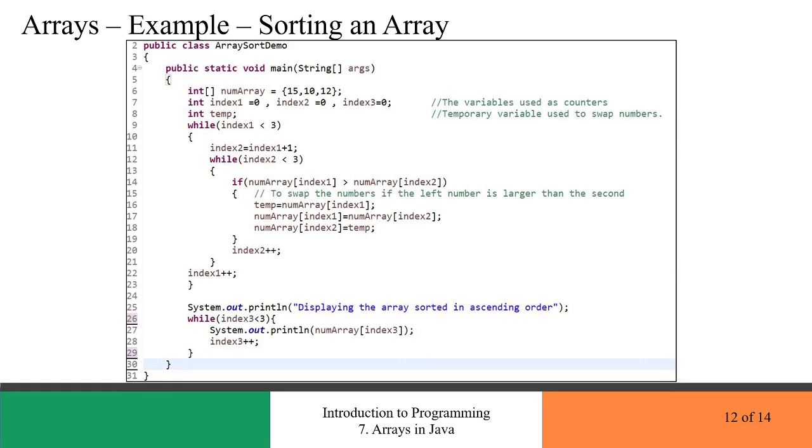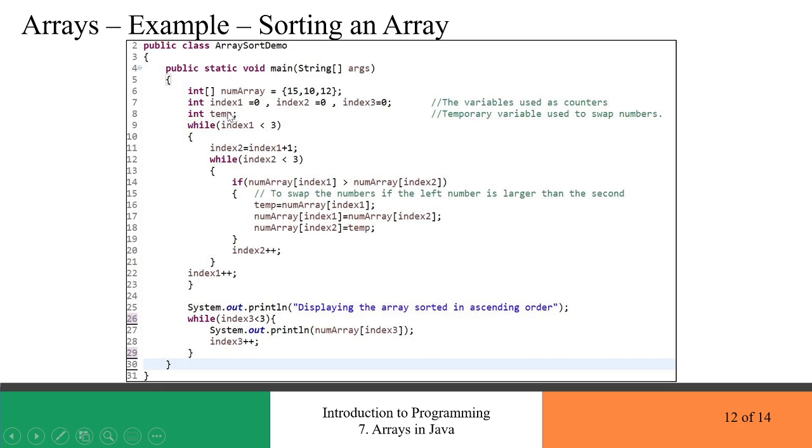If you look at the example, in line number 6, we are creating an array called numarray and storing the numbers 15, 10 and 12. We are using 3 variables, namely index 1, index 2 and index 3. Index 1 and 2 are used as a part of sorting the array and index 3 is used to run through the elements of the sorted array to print them.